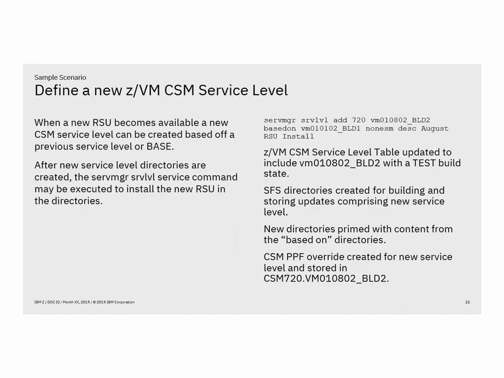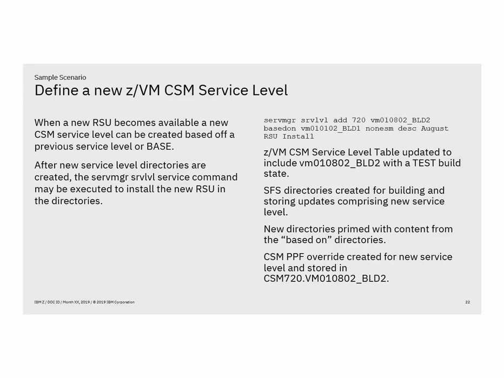Now, once I have a managed system, if I have some new service to install, the next step I would typically do is define a service level. Again, that's done with the serve manager serve level add command. So I give the service level a name. In this case, I'm going to base this service level on my GARSU service level. So I'm basing it on that VM 010102 build 1.